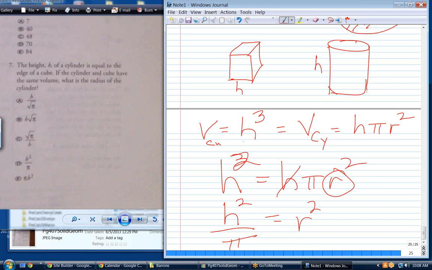There are a lot of these three variable problems where this is a key step right there, and then setting this equal to this, and then solving for r.